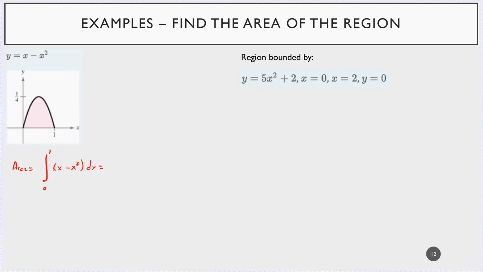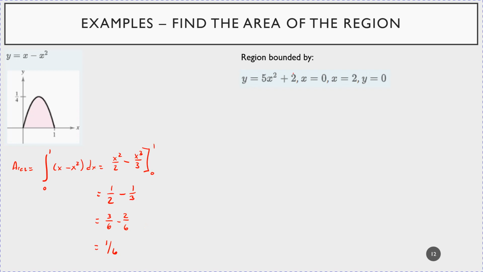When you integrate this, x integrates as x squared over 2, minus x squared integrates as x cubed over 3, and you evaluate from 0 to 1. Hopefully you see that when you plug in 0, everything just goes away, so you just have to plug in 1. This ends up being 1/2 minus 1/3, or 3/6 minus 2/6. This little pink shaded area here is just 1/6.